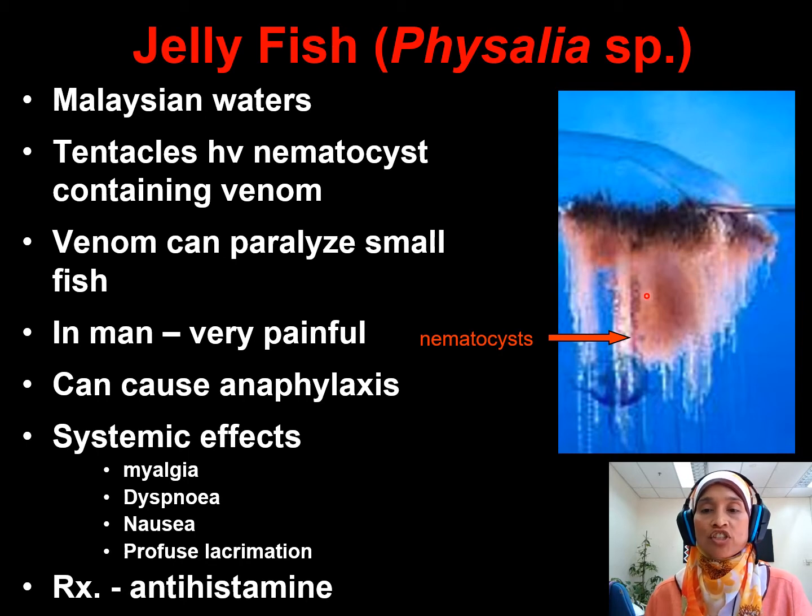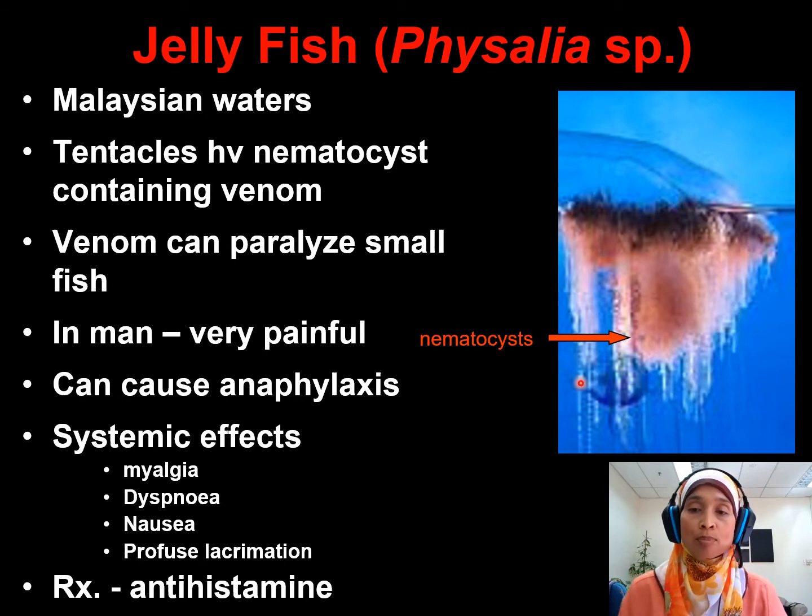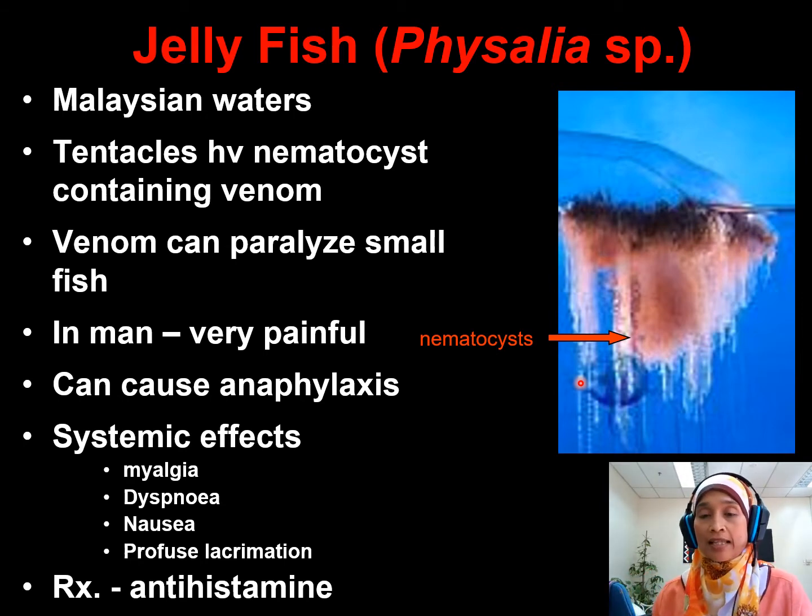The toxins of a jellyfish are normally located at the tentacles. What happens is, at the tentacles, you've got smaller structures called nematocysts. And within these nematocysts, it contains the venom. These nematocysts contain small harpoon-like structures that can sting and inject the venom into the victim. More often than not, a jellyfish toxin is a neurotoxin.